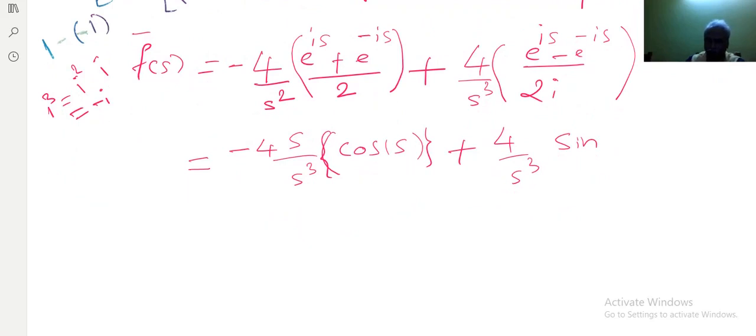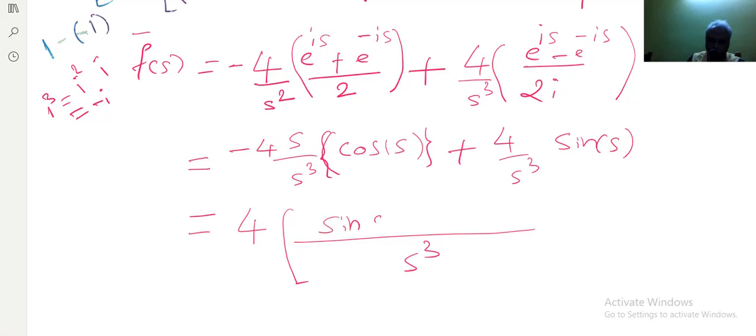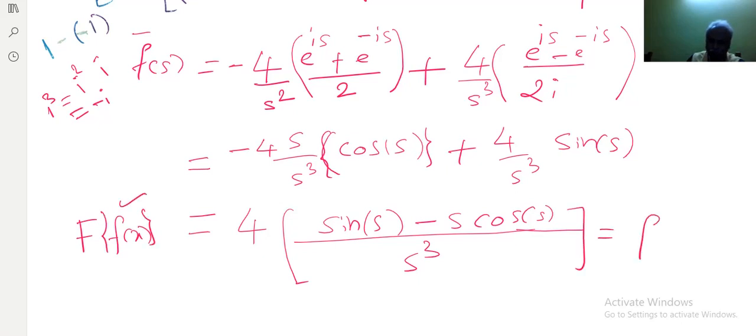So what we wrote here, sine of s. So if I simplify this, 4 by s cube, if I take common, 4 by s cube, first term I will write sin s minus s cos s. So the given x function I have converted in terms of s function. So this has a name, s function. The first part is over.